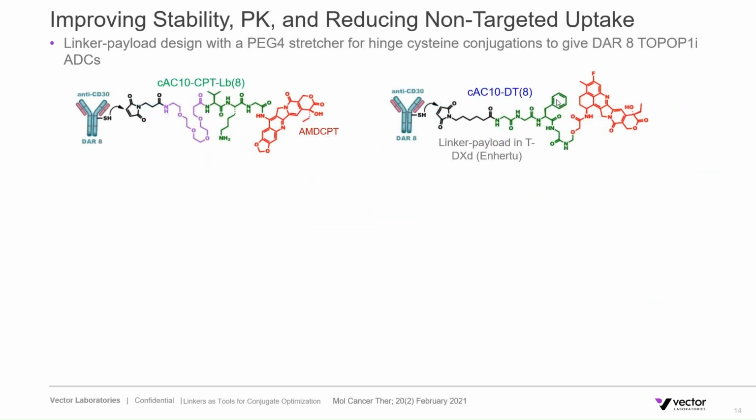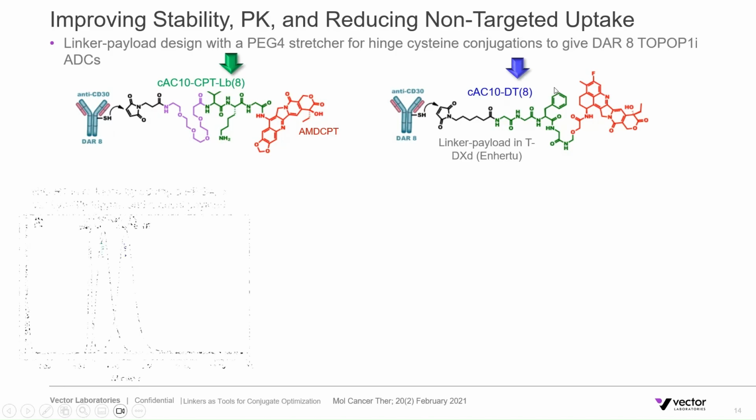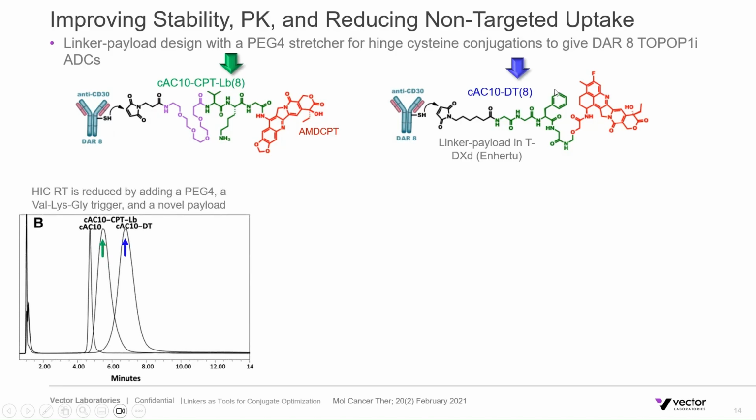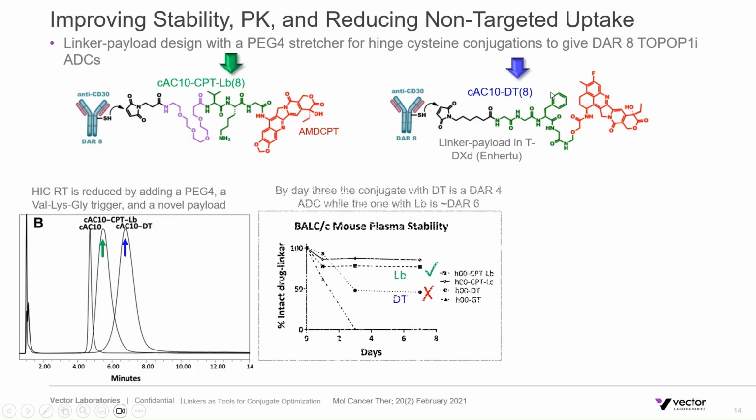This is a good example from CGen showing that stability, PK, and non-targeted uptake can be improved with the linker payload that incorporates a PEG-4 stretcher in this proprietary topo-1 inhibitor. So in this example, conjugates with this linker payload, LB, were compared to conjugates with this linker payload, DT. The conjugates with LB had reduced HIC retention time relative to conjugates with DT. And they also exhibited a significant reduction in linker payload conjugation.